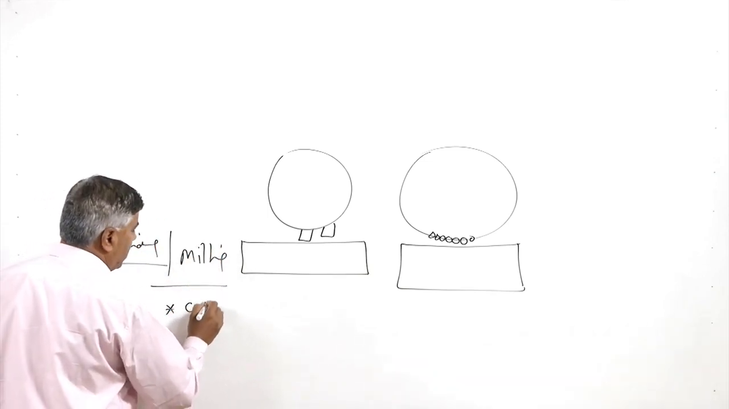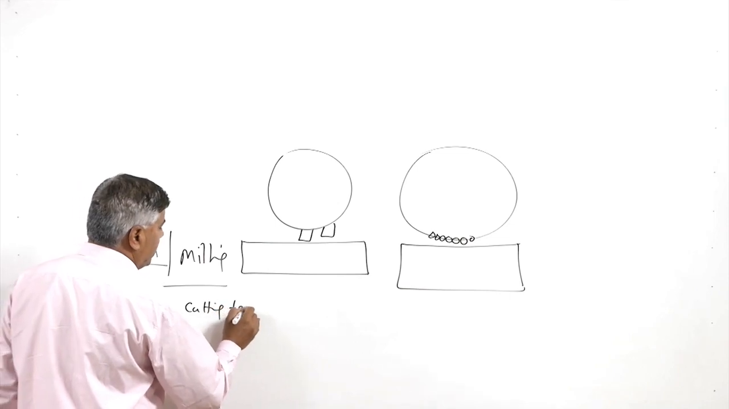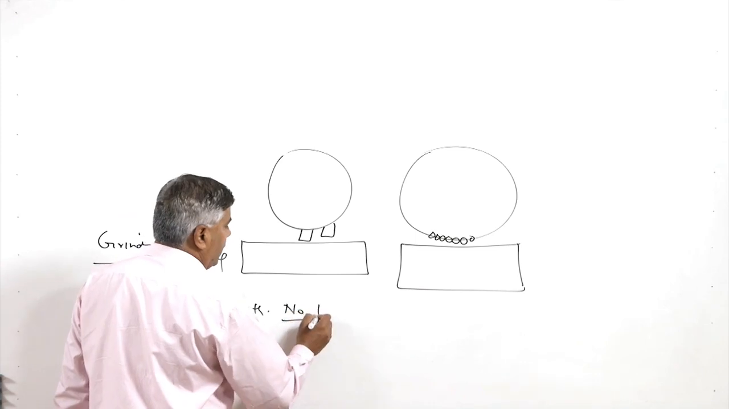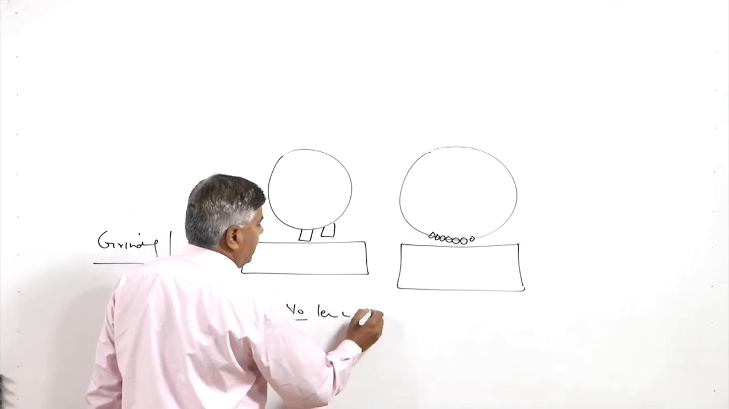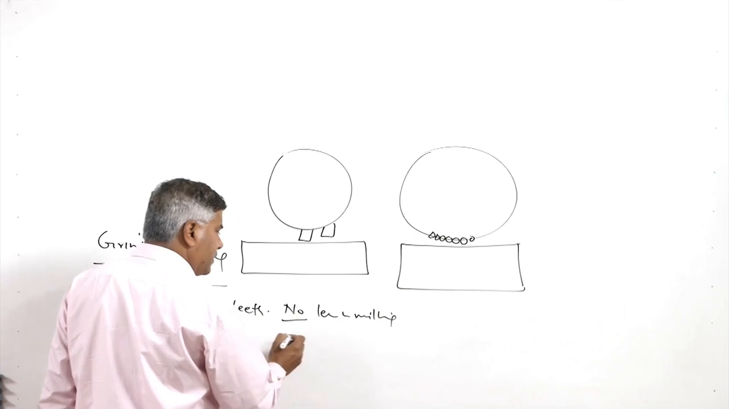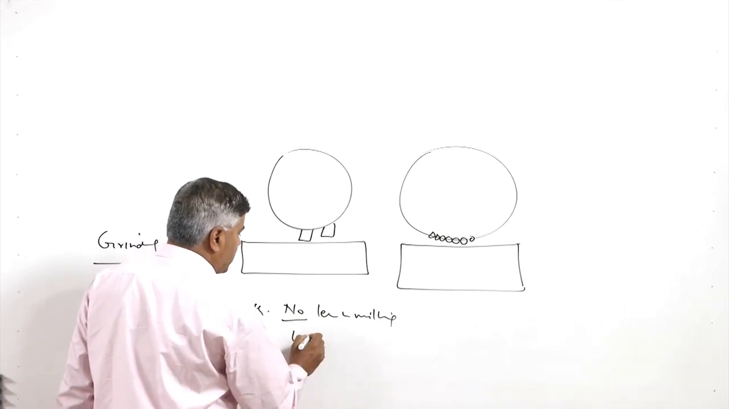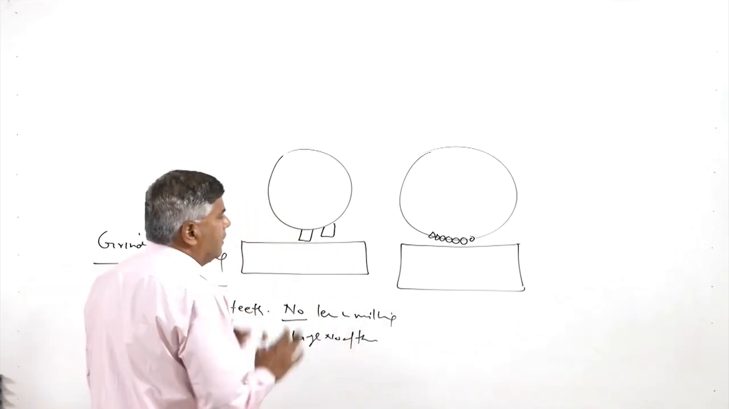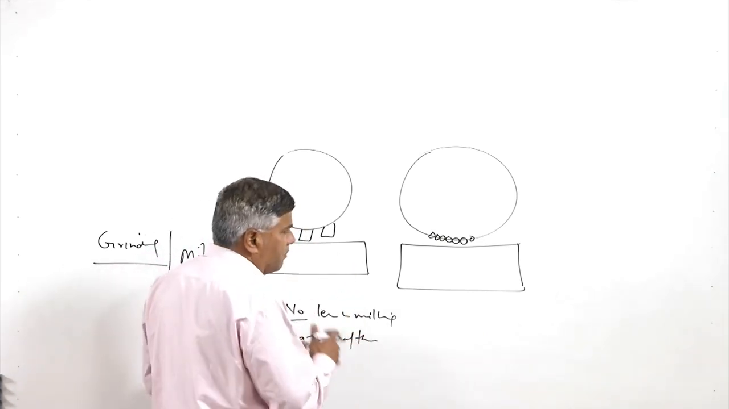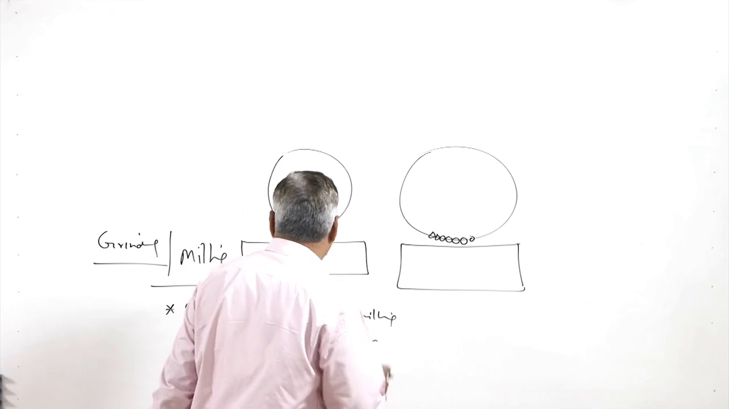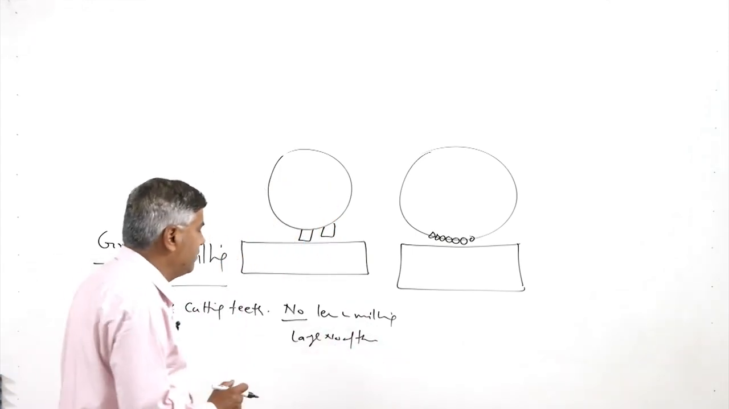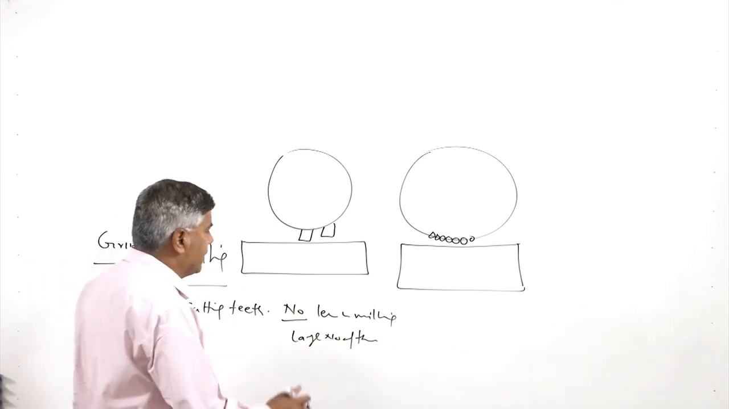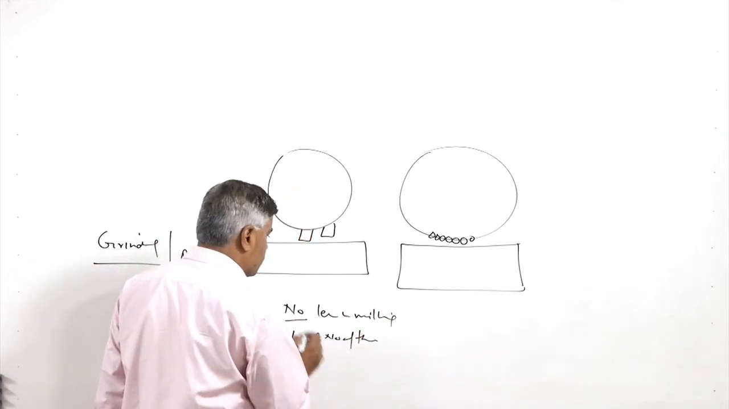One is the cutting teeth. The number of cutting teeth is less in milling, while in grinding there is a very large number of teeth at any location. So, the number of cutting teeth performing cutting at a time is much more in the case of the grinding wheel as compared to milling. Normally one cutting tooth performs cutting at a time in the case of milling. So, this is one factor.